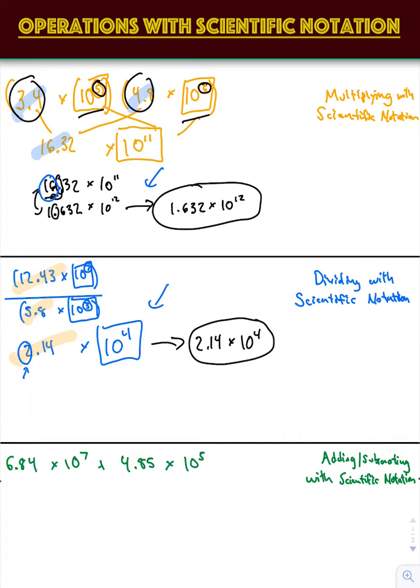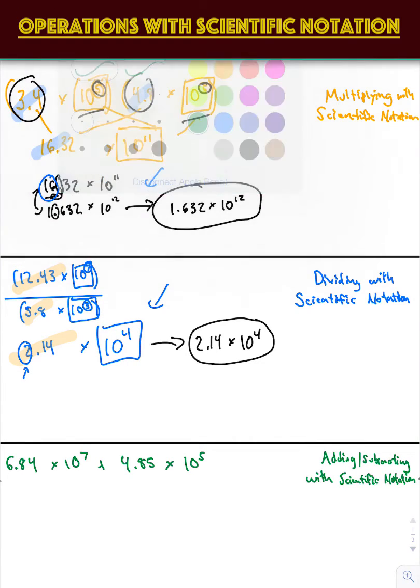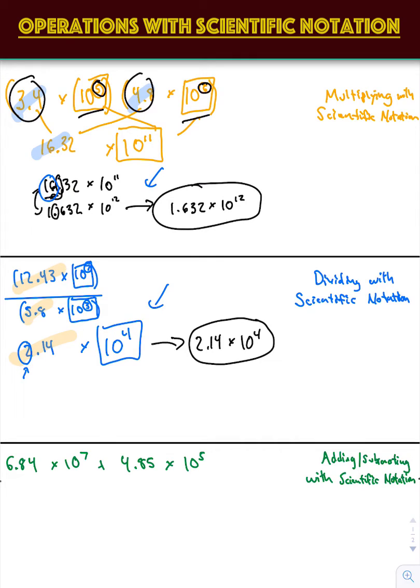Finally, we have adding and subtracting with scientific notation. In some ways, students find this one to be the trickiest, just because with multiplying with scientific notation, we just follow the product rule. With dividing with scientific notation, we just find our quotient rule. With this one, we actually have to move our decimals over, and there is not a rule that we've used in the past in this case.